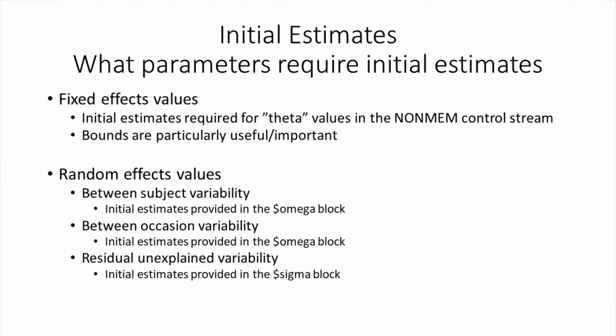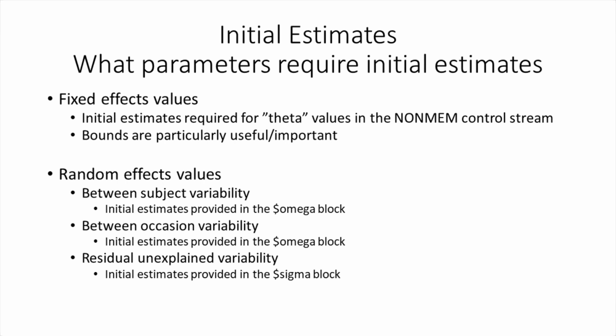So what parameters require initial estimates? Well, our fixed effects values, typically thetas, are typical values. These are values in the NONMEM control stream. You also probably want to provide some bounds. For example, if you're estimating a clearance value, clearance is a physiologic process, so it has to have a positive value. It's probably not 0, and it's probably not 300 million liters per hour. So you may want to give not only an initial estimate, but some ranges.